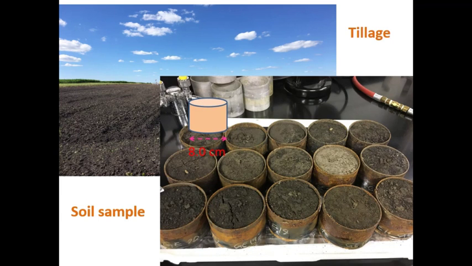Metal cylinders, 8.0 centimeter internal diameter and 5 centimeter height, and 7.6 centimeter diameter and 7.5 centimeter height, were used for soil sampling. The shorter ones were used for the 0 to 5 centimeter, 5 to 10 centimeter, and 10 to 15 centimeter soil layers, and the longer ones were used for the 15 to 22 centimeter and 22 to 30 centimeter soil layers.